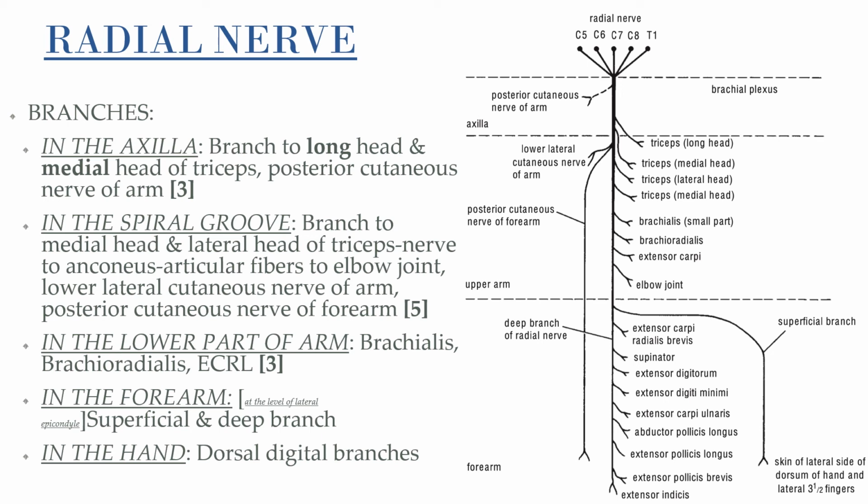In the lower part of the arm, after the radial nerve comes out of the spiral groove, it gives motor nerve fibers to brachialis, brachioradialis and extensor carpi radialis longus. And then at the level of the lateral epicondyle, the radial nerve divides into its terminal branches, which are the superficial and deep branch. The deep branch, which is called the posterior interosseous nerve, will provide motor nerve supply to the extensor muscles of the forearm, whereas the superficial branch will descend downward deep to brachioradialis and will enter into the hand, where it gives dorsal digital branches to the lateral 3.5 digits.